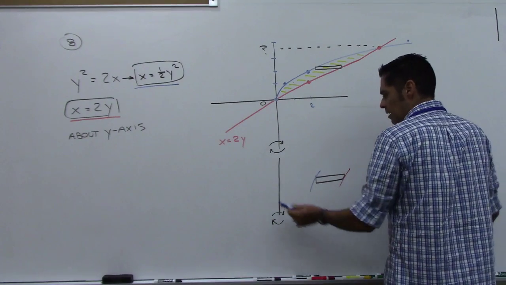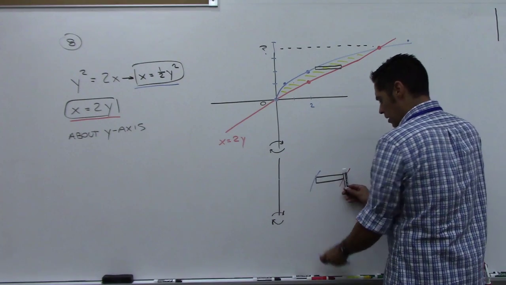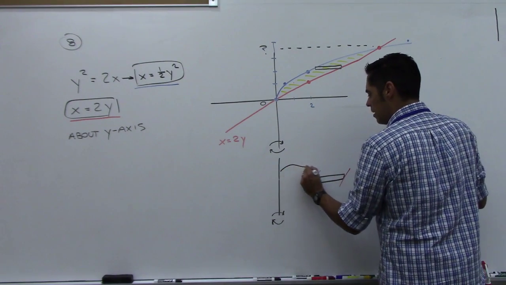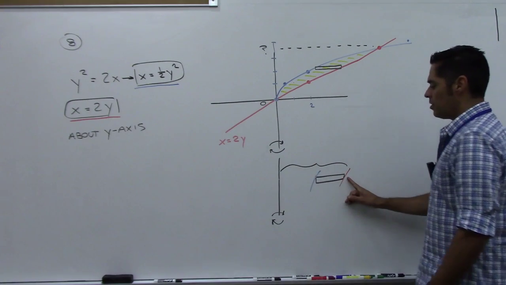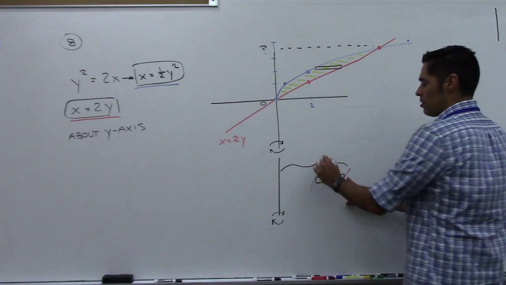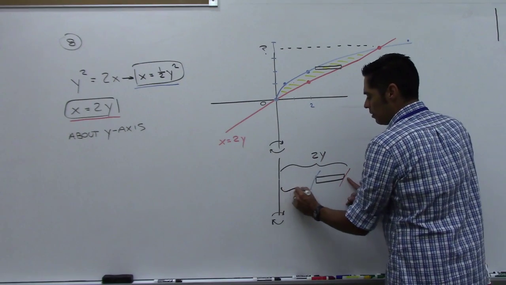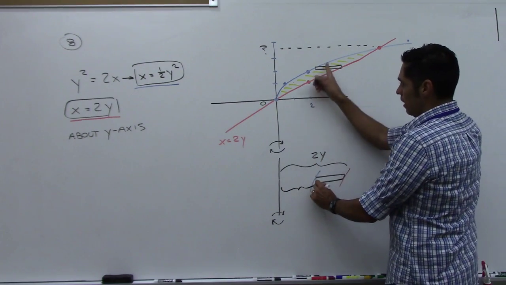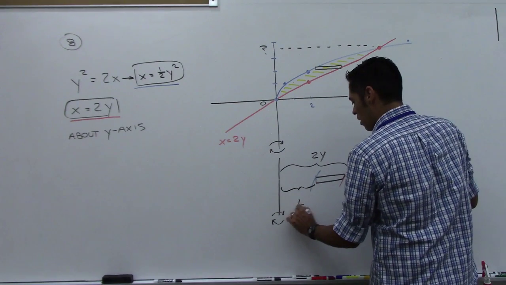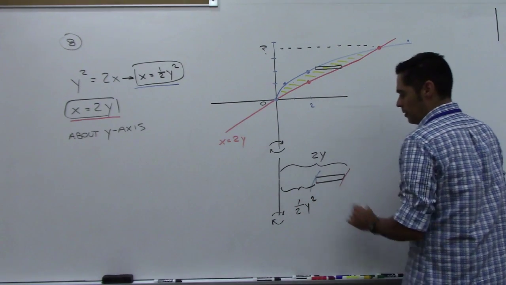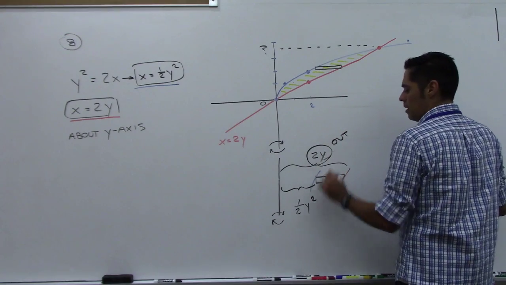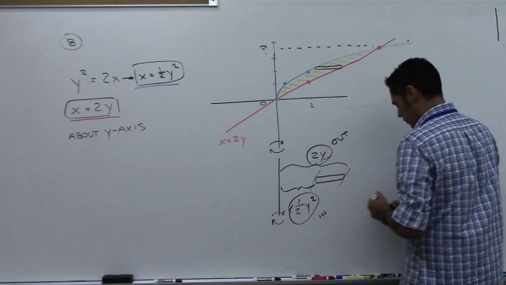And so I stand at the axis of rotation, I look out, and I look for the outer radius, which is from here to here, which is the red function, which is actually 2y, because remember it's a function of y. And then the inner radius is from here to here. That's the blue function, which is 1/2 y squared. So this is my outer one, and this one right here is my inner one.